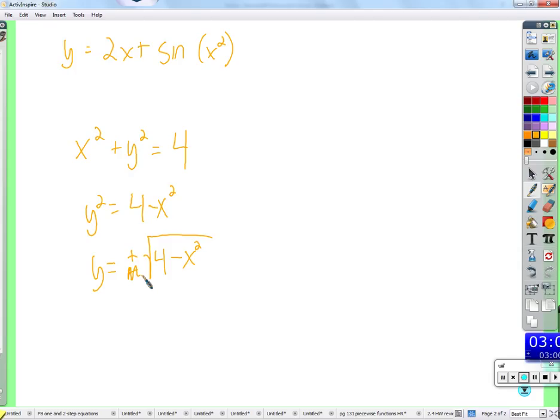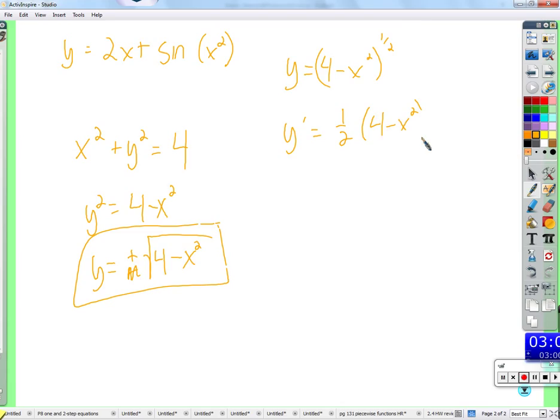There will be the derivative of y if we want to find the derivative of y. Let's do that. Let's say we can get y by itself, and now we're going to take the derivative of y. So go ahead and take the derivative of y, just do the positive. By rewriting this function as 4 minus x squared to the 1/2 power, we can take y prime: 1/2 times 4 minus x squared to the negative 1/2 times negative 2x. Very good. The chain rule. Okay, that's the derivative.